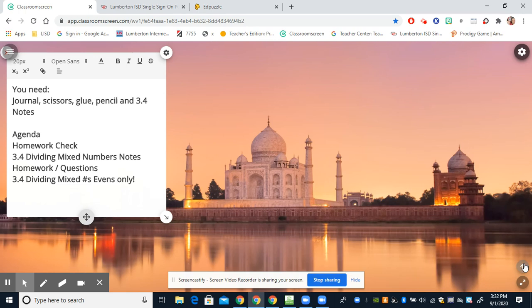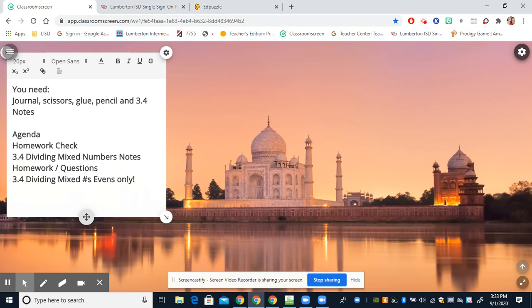So you will need your journal, scissors, glue, pencil, and your 3.4 notes, which is on dividing mixed numbers. What we did was a quick homework check. We went over our dividing mixed numbers notes, and then if you had any questions. Your homework is 3-4 dividing mixed numbers, evens only, computation. So don't worry about the word problems on that one.